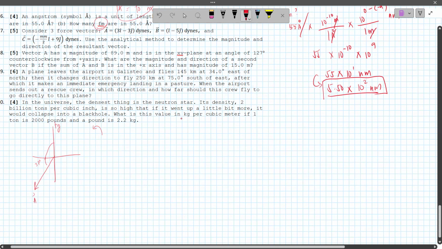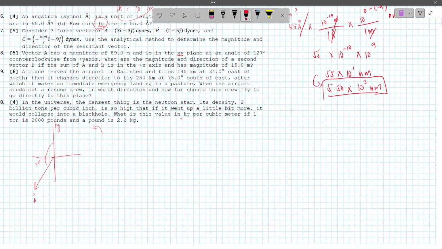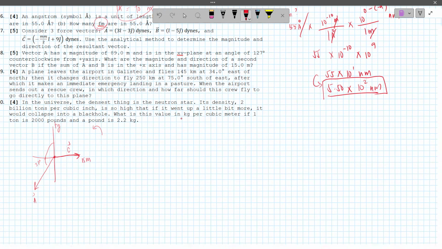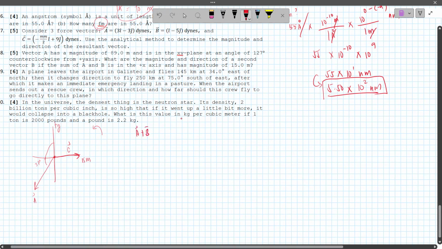Okay? And sabi niya, what are the magnitude and direction of a second vector B if the sum of A and B is in the x-axis? Okay? With magnitude 15 meters. Okay? So this is vector A and this is the resultant C. So hinahanap niya sa atin, ano daw dapat yung magnitude and direction ni B para yung A plus B natin ay nasa x-axis mismo. Okay? So you have A plus B is equal to C, but we want to look for B. So you have B is equal to C minus A.